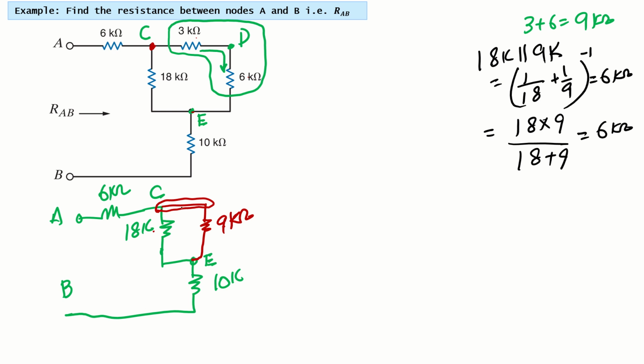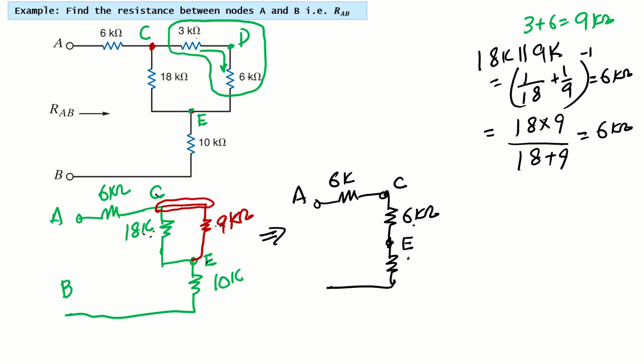What does this mean? This means these two branches can be replaced with a resistor of how much value? 6K. And that will come between node C and node E. This is 6K and this is node A. So between C and E, we'll have a resistor of 6K. What else do we have here? We have a resistor of 10K here, connected at E, and this is our point B.